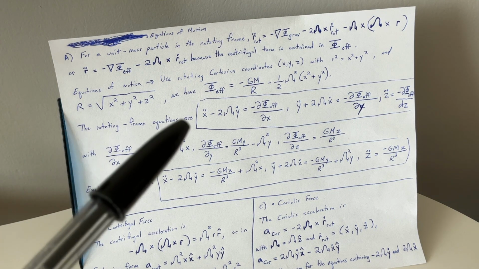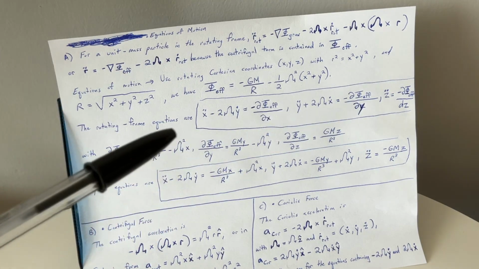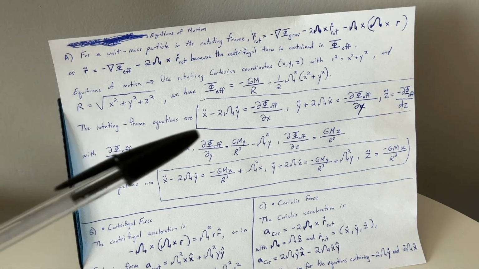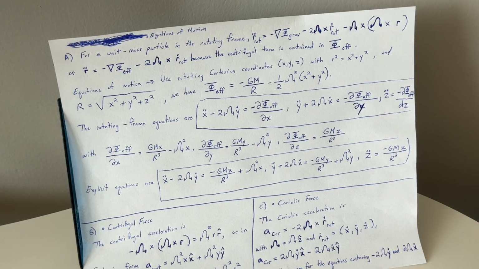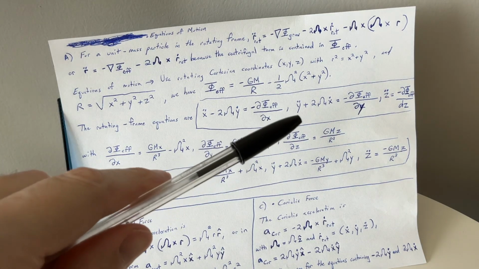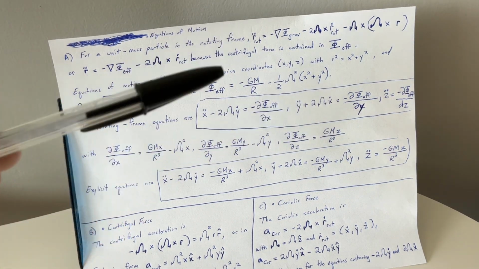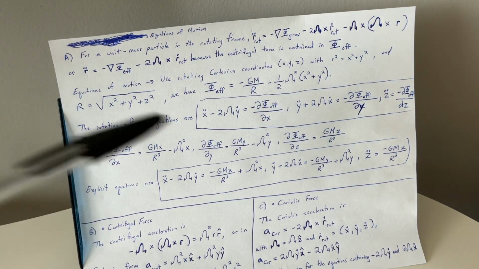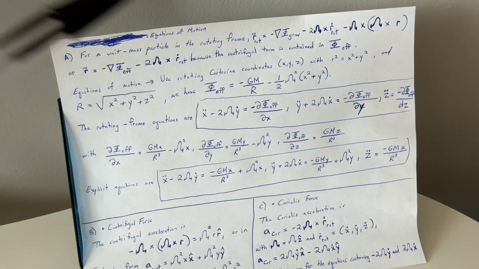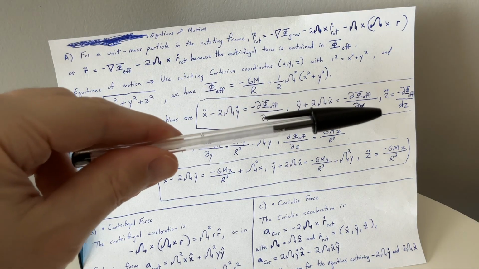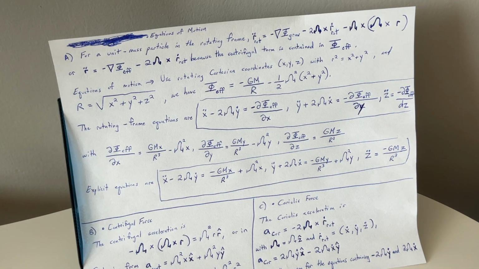So the rotating frame equations are going to be here, here, and here, three parts. That x double dot minus 2 omega y dot equals negative partial of phi sub EFF with respect to x. And y double dot plus 2 omega x dot equals negative partial derivative of phi sub EFF with respect to y, and z double dot equals negative partial derivative of phi sub EFF with respect to z.